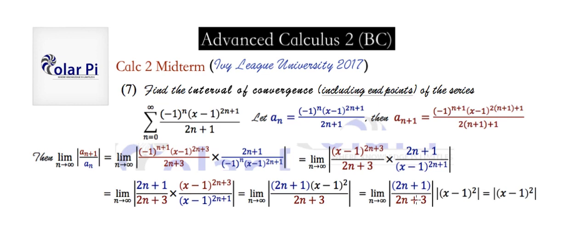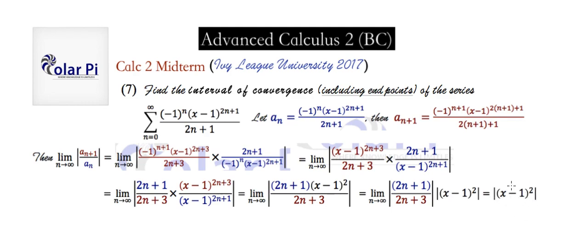Now the limit as n goes to infinity of this quotient right here is clearly 1, right? For large n, plus 1 and plus 3 make negligible contribution as n goes to infinity. So we're just looking at the quotient 2n divided by 2n, and that's clearly 1. And so the limit as n goes to infinity of this is just going to be this here.